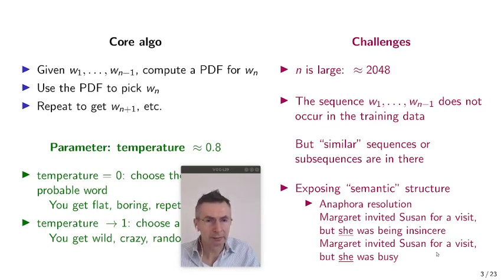In the second sentence, which is grammatically very similar, it says, Margaret invited Susan for a visit, but she was busy. Clearly there the she refers to Susan. It doesn't make sense to say that Margaret was busy. It's obviously that Susan was busy and therefore declined the invitation. So the point here is that the structure of a sentence can be semantic. It can depend on the meaning of those words, on the words insincere and busy. And GPT is going to somehow have to cope with that kind of issue as well. And there are many, many more issues if you think about the way sentences work that GPT has to cope with.